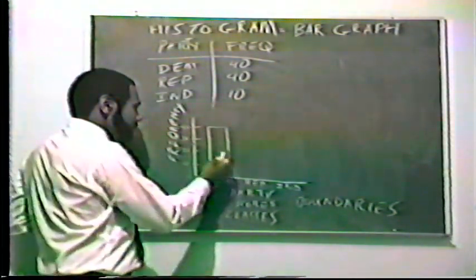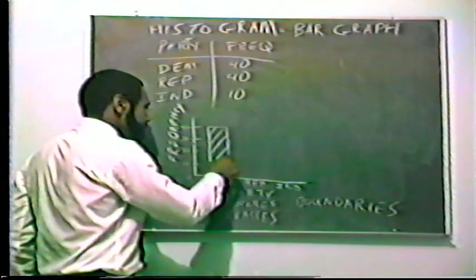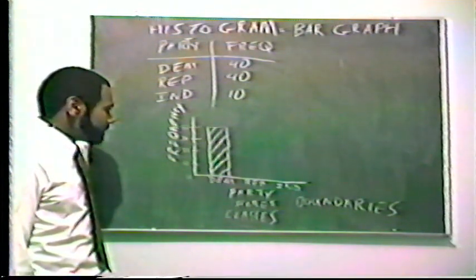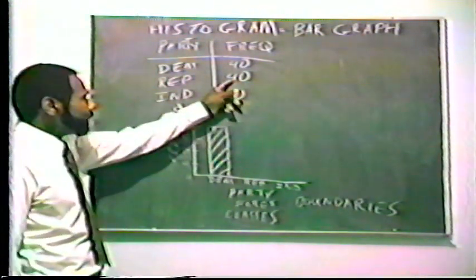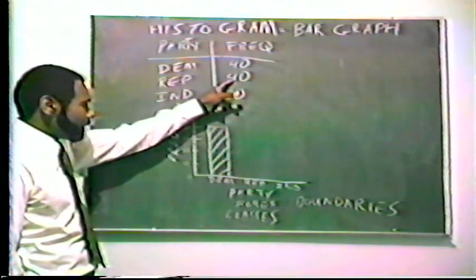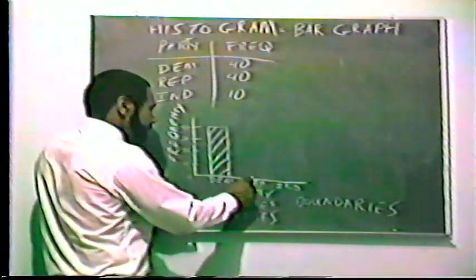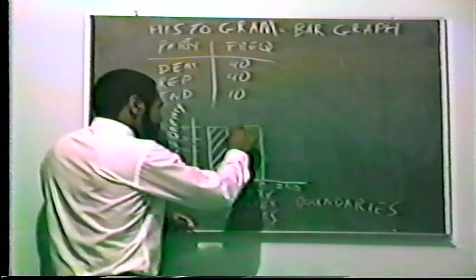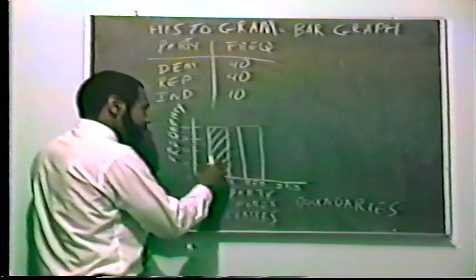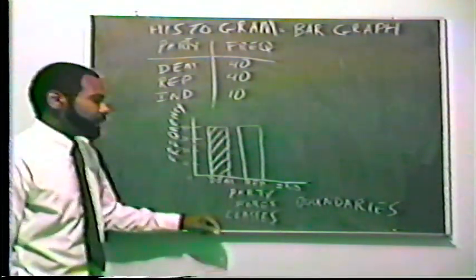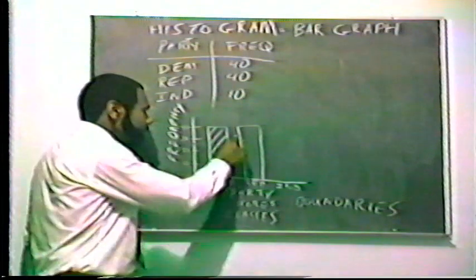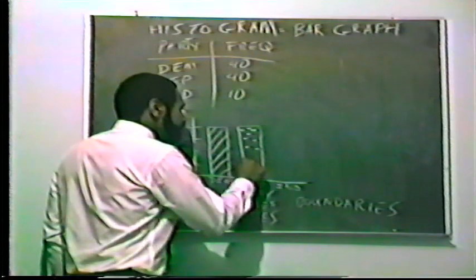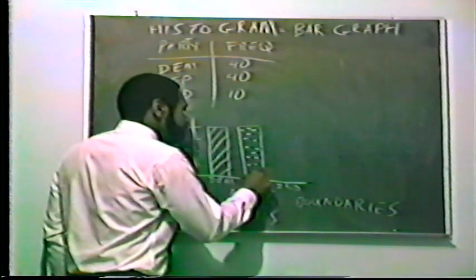And then of course you can color this, or you can put some type of design in it, as I've done here. Next is the Republican Party. There were 40 individuals in the Republican Party. We go over to the Republican Party, we go up to 40, and we draw a bar. It just happens to be the same size bar that we had for the Democrats. And then once again we can color this, or we can put some type of design in there to distinguish one bar from the other.